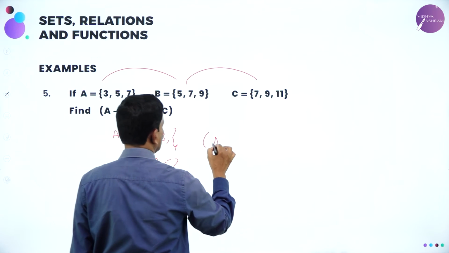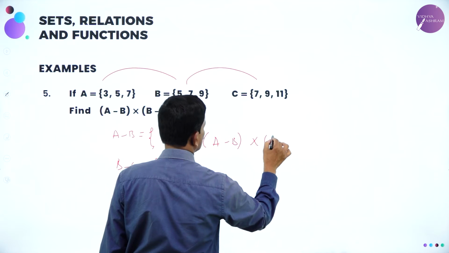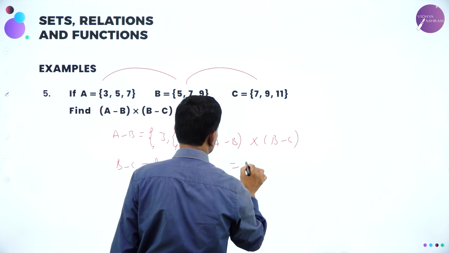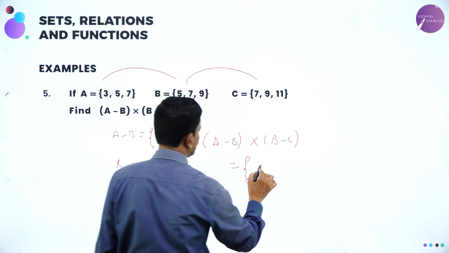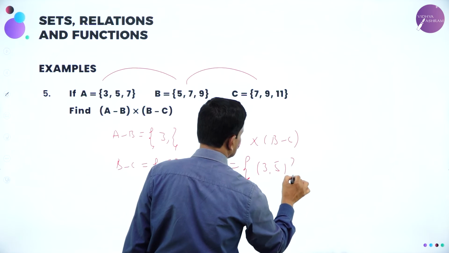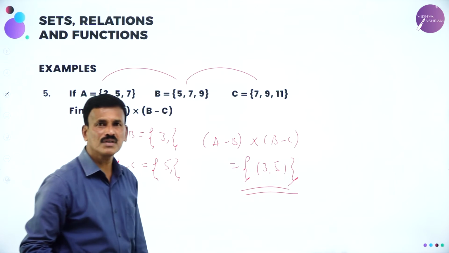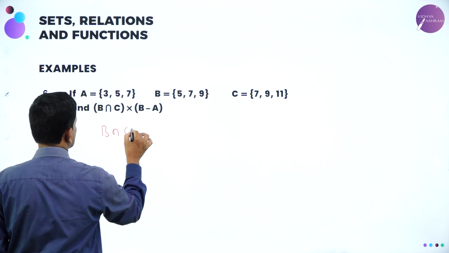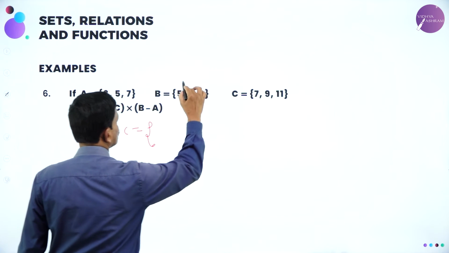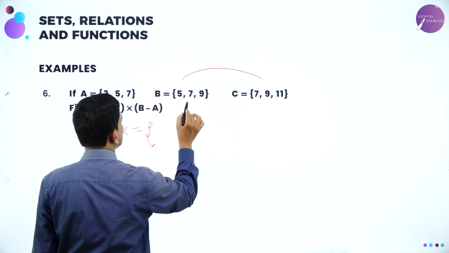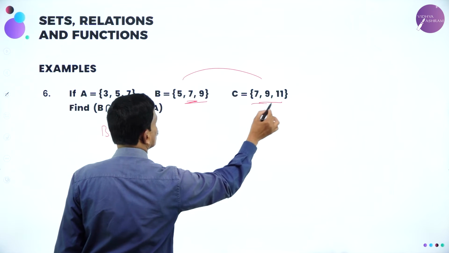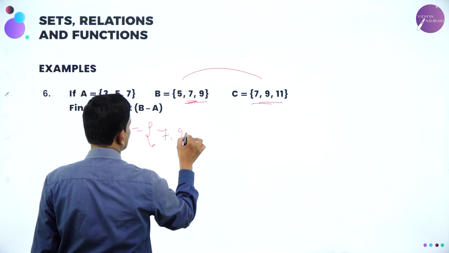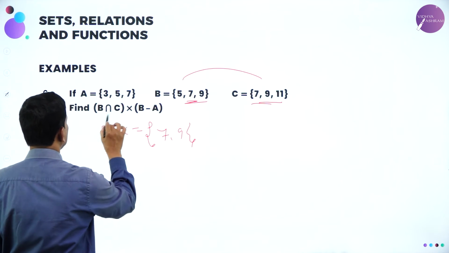So now what we have to write is A minus B cross B minus C. The Cartesian product of these two is 3 comma 5. That's it. Now let us come to the last in this. First find out B intersection C. What is the common in B and C? The common elements are 7, 9. So B intersection C is 7 comma 9.